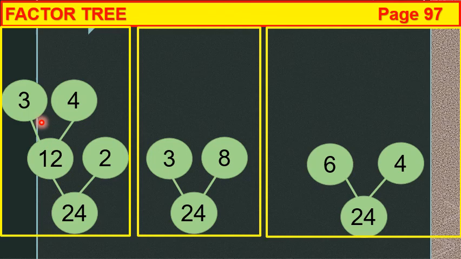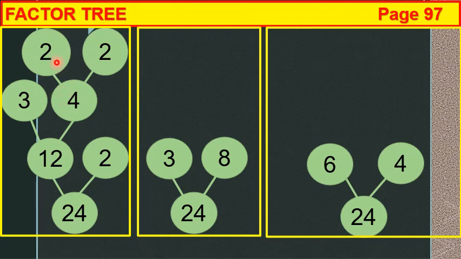Now 3 fours are 12. 3 is a leaf since it cannot be further divided, since no two numbers when multiplied together give 3. But 4 is not a leaf since 2 twos are 4. So 4 is divided into 2 and 2. Now both the 2's are leaves since they cannot be further divided.